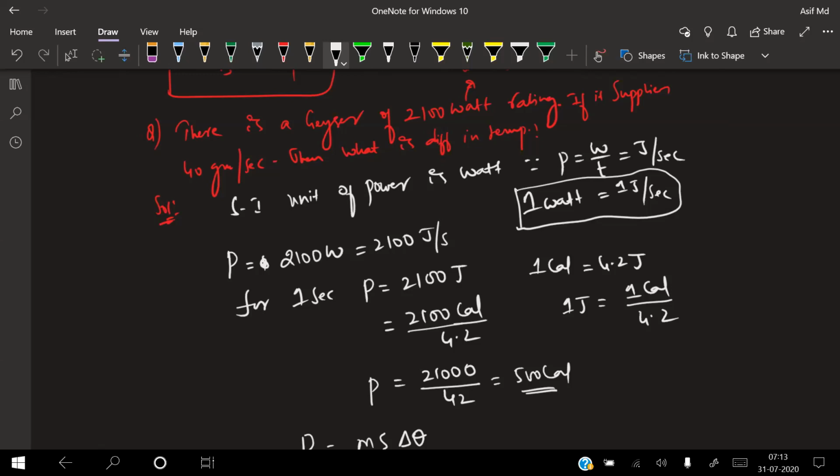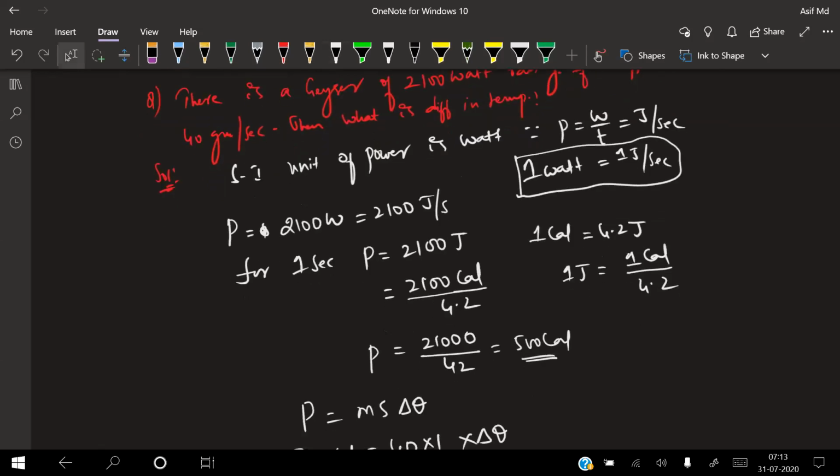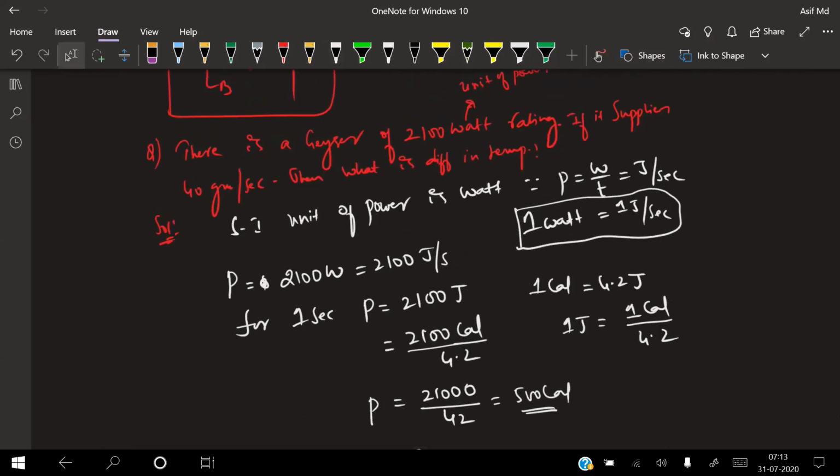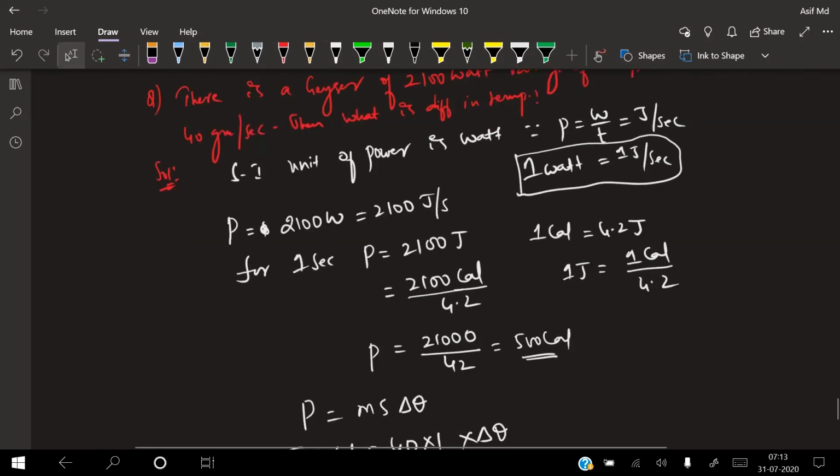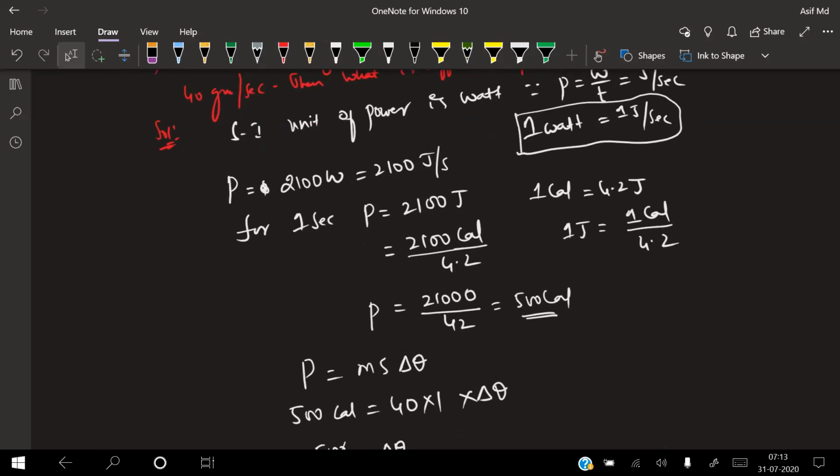Yes, we can also convert 40 grams into the other system, that's not an issue, because everything will then be in one system. So 40 grams per second means 40 into 10 to the power of 1 gram, which is 10 to the power of minus 3 kg.